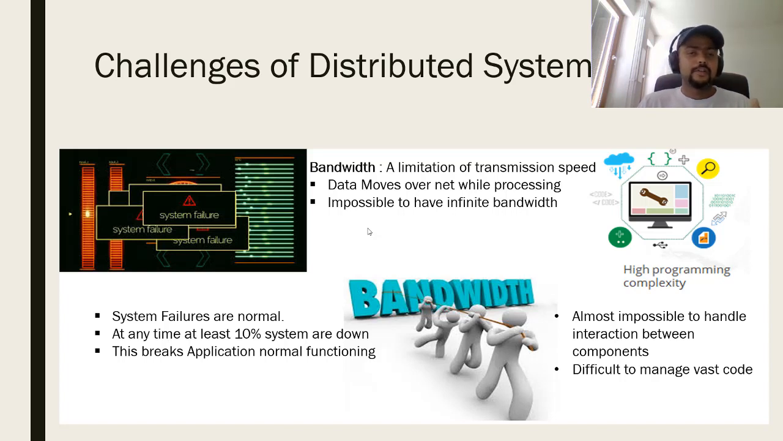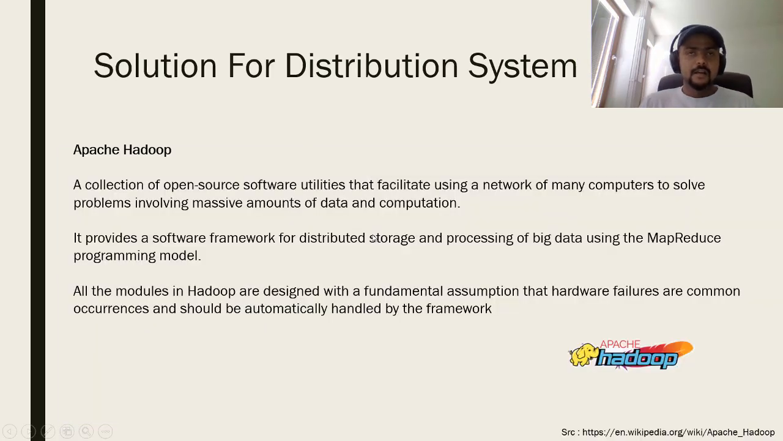So you need to put a lot of manpower and effort to maintain these systems, and these are some of the popular challenges. We talked about the bandwidth challenge, we talked about the failure challenge, and there's also a high level of programming complexity when we talk about distributed systems. And how do we actually build our applications when we want to build distributed systems?